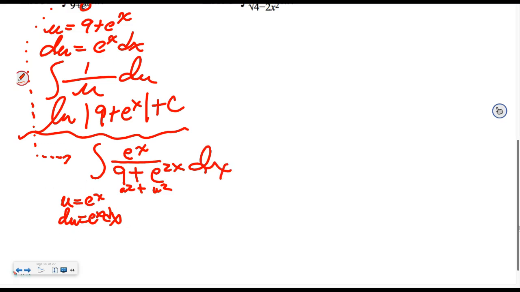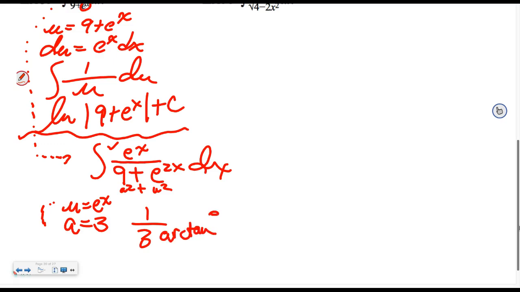Then, if you were to perform this using the model, this is now in the form u prime, where u is e to the x, over a squared, where a is 3, du. And there's no fraction correction because the derivative of u is e to the x, and that's what's sitting up here. So this is 1 over a, arctan, u over a, plus C. And we'll prove that model to you tomorrow.